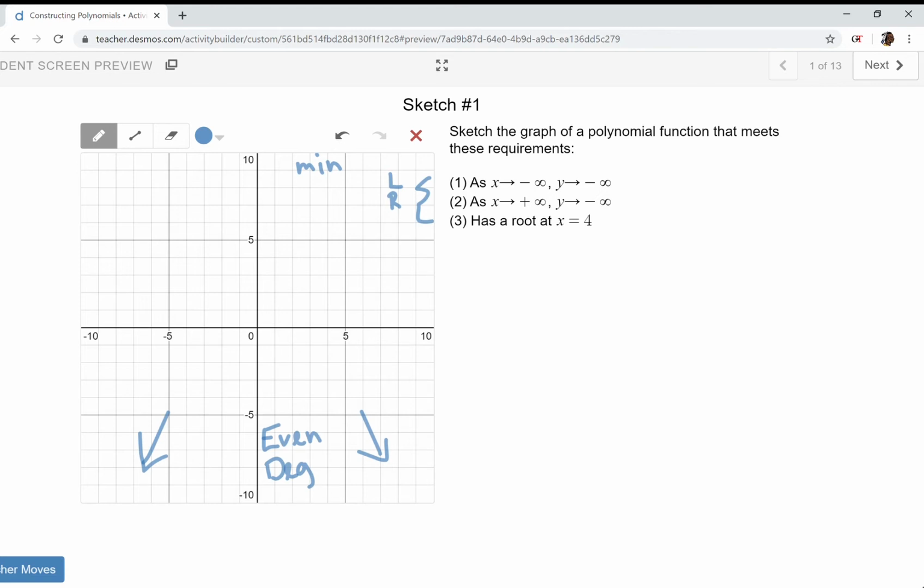Okay, and then requirement number 3 is that x equals 4. So there we go. You can fill in any multiplicities, any other roots that you would like in between, just as long as these are your end behaviors and your graph passes through x equals 4.